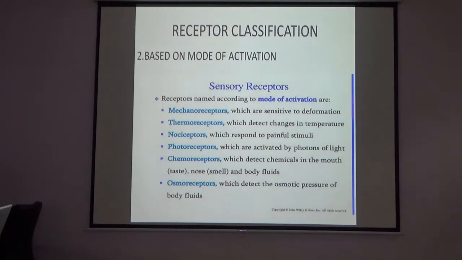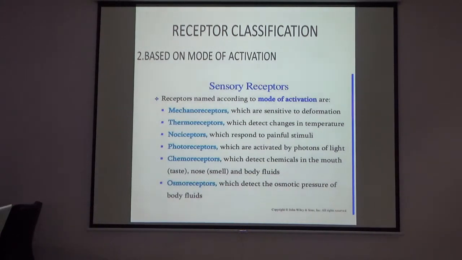Thermoreceptors, which detect changes in temperature, are again of two types. They can be warmth receptors or cold receptors, and they are active over a broad range of temperature changes. In detail, you can study them in the textbook.